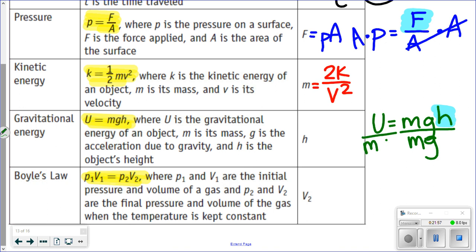Over here, I have to do the same thing. Cancels, cancels, and we're done. H is all by itself. So h equals u divided by mg.